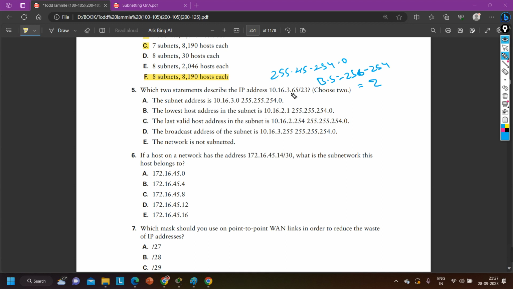So what will be the network ID? The nearest number which is divisible by 2: 10.16.2.0. Oh, sorry, 2.64 was wrong. This is the network ID. Yes or no? And the subnet mask is 255.255.254.0. Which answer is correct?